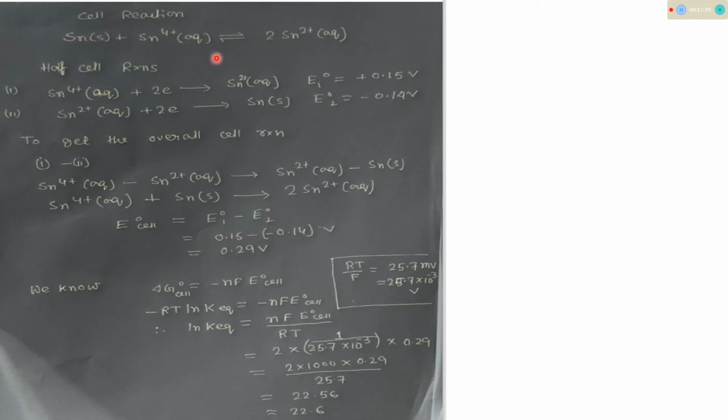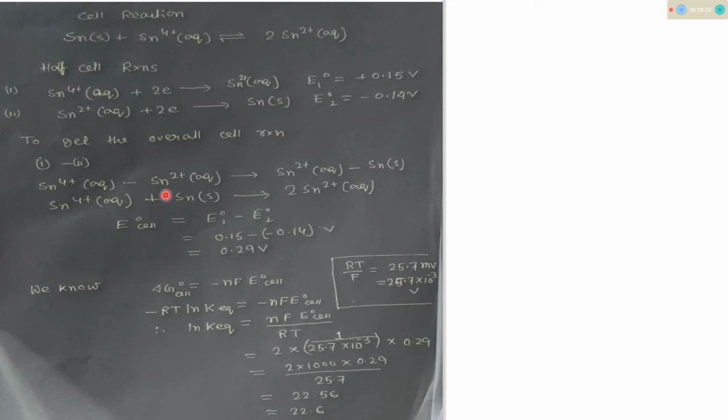To get the overall cell reaction, if we subtract equation 2 from equation 1, we will get the overall cell reaction. The 2 electrons cancel out, Sn4+ minus Sn2+ on the left, and on the right Sn2+ aqueous minus Sn solid. So the overall cell reaction has Sn4+ and Sn solid on the left side.